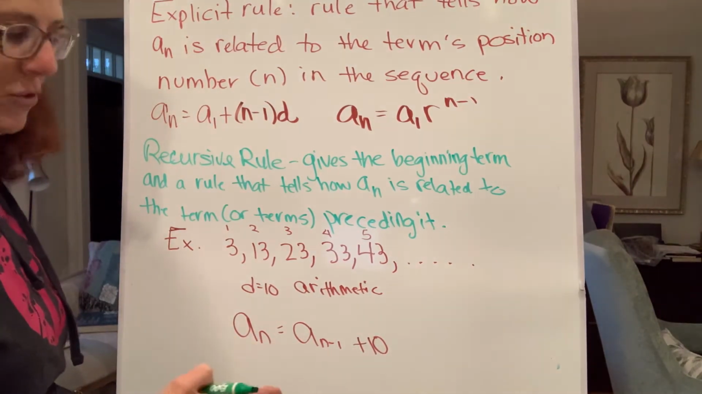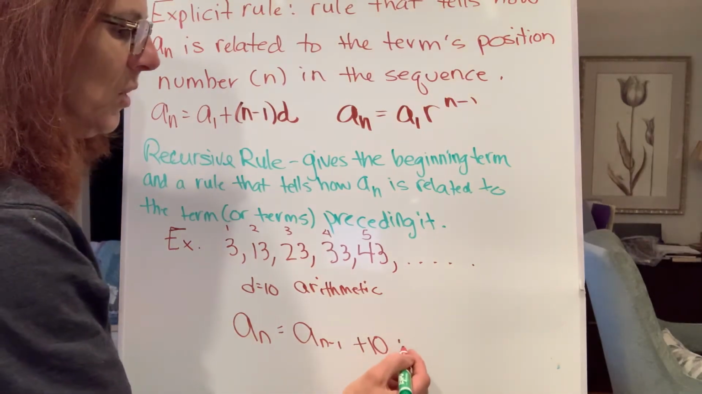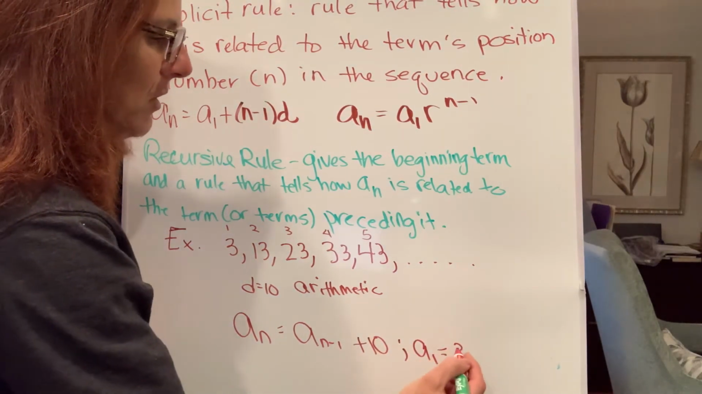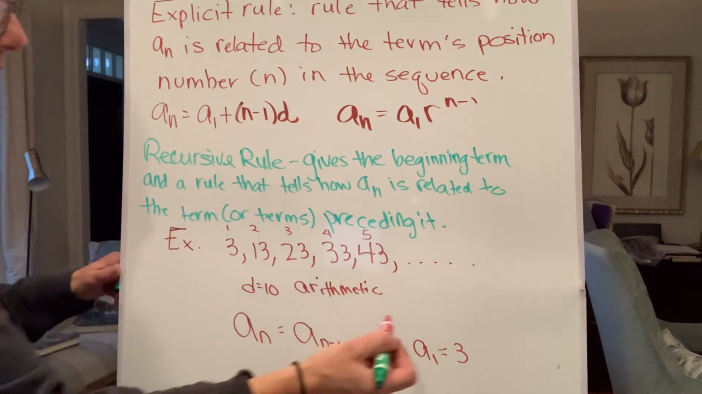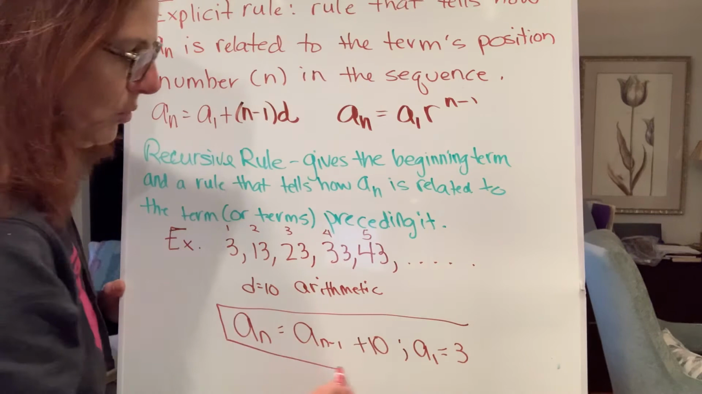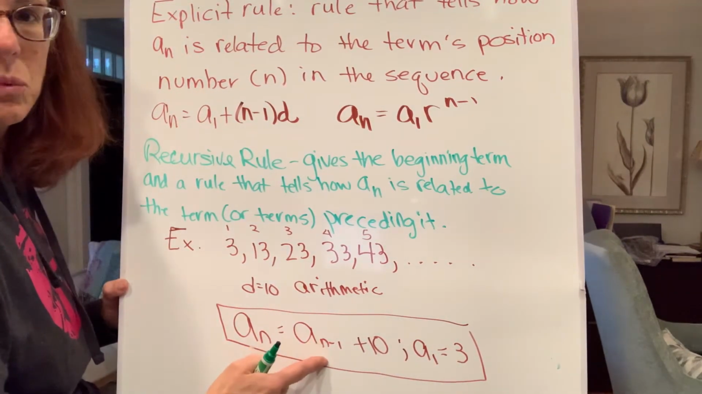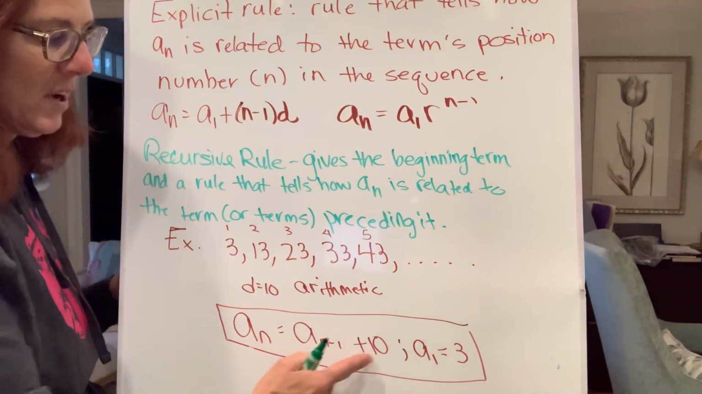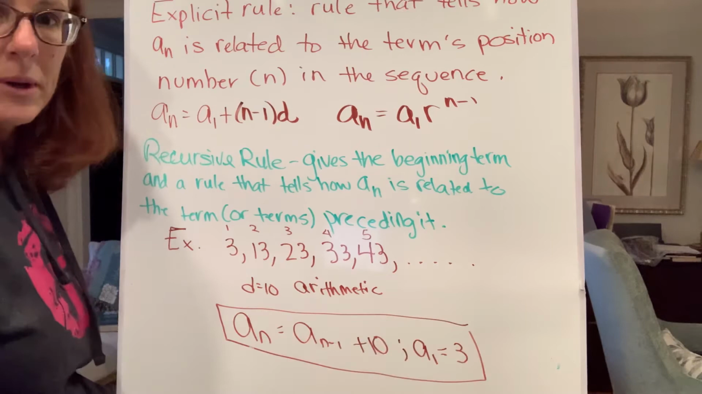The problem with this rule is I don't know what I'm starting with. What number am I starting with? So it's important within this rule to tell me that I'm starting with the number 3. Okay? So this would be my recursive rule right here. To find a_n, take a_(n-1), which is the number before it, add 10. I'm going to start with 3, and then I'm going to keep going.